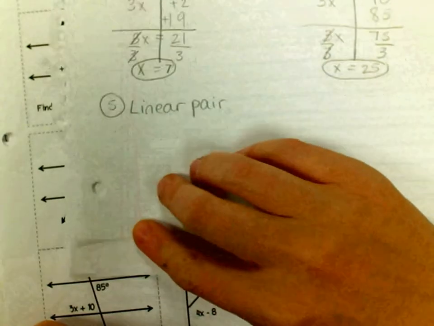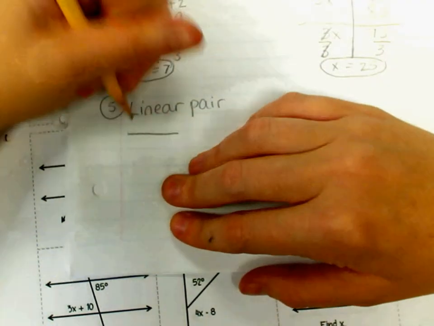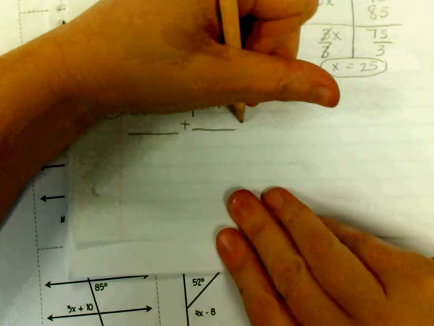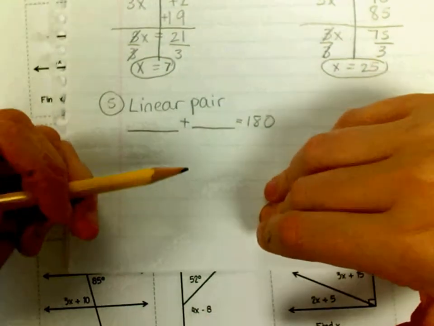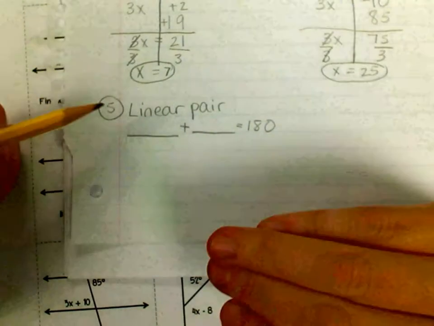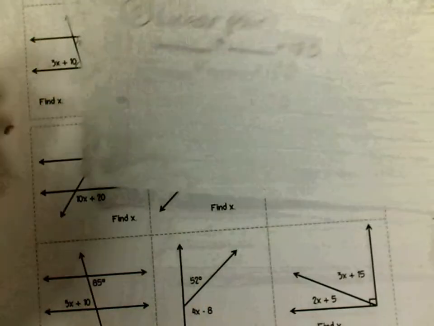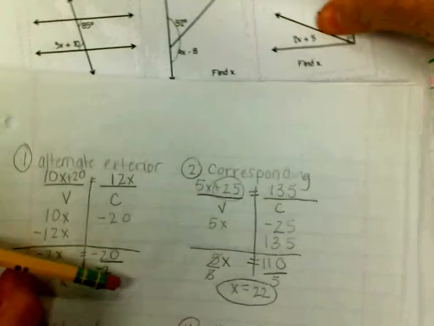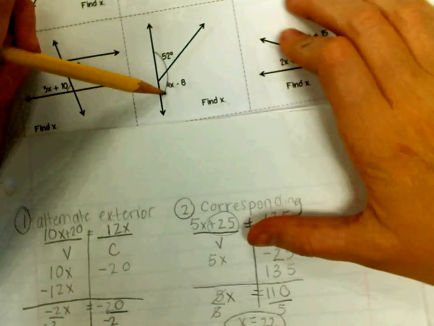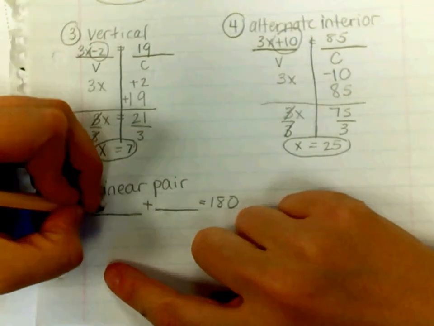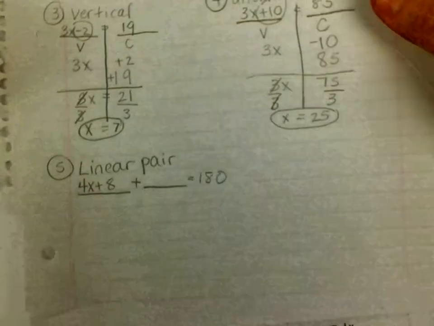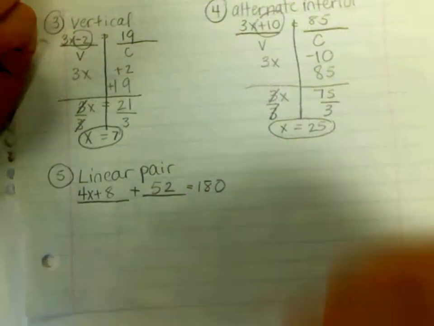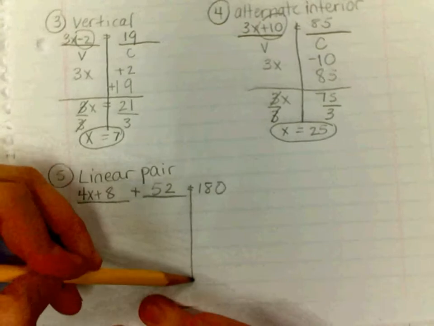Finally, we get a supplementary one. And remember, for supplementary, it's blank plus blank equals 180. Okay, so congruent, blank equals blank. Supplementary, blank plus blank equals 180. Now, all right, let's see what's in the blanks. We had a 4x plus 8 and a 52. So you write it just like this. 4x plus 8, that was in the first angle, and then 52, that's what was in the second angle. There you go.